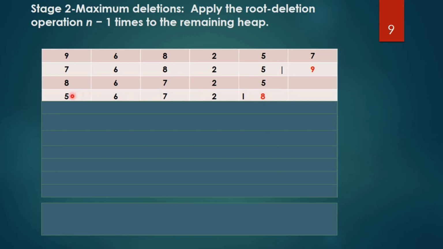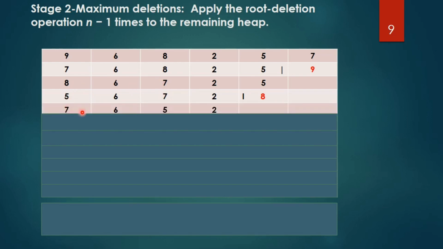After that, heapify this key. 5 needs to take its right position. 5 has to be compared with its children. Its children are 6 and 7. So among 6 and 7, 7 is bigger. So swap 7 with 5. So we get 7 is here, 6. And after placing 5, it is a leaf node, because 5 has no child anymore.